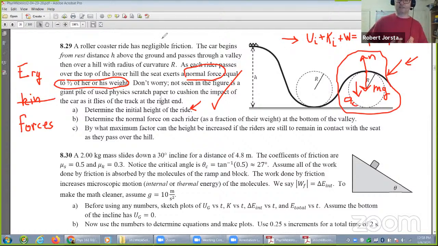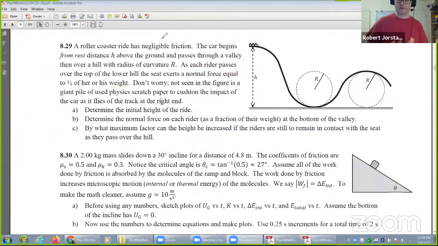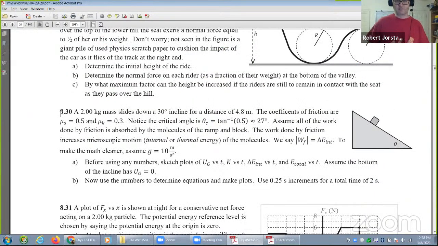All right, I'm going to move on to the next one and just kind of go rapid fire and think it through. Let's look at this one. We've got this mass going down a 30-degree incline. We got some coefficients. Work done by friction is absorbed by the molecules of the ramp and the block. So the work done by friction changes the internal energy of the blocks and stuff. And then for some reason, I decided to make g equals 10 on this one. I don't know why. There must have been some reason.